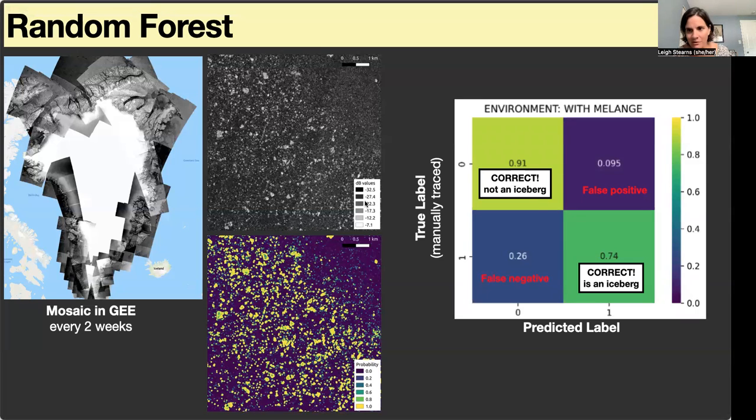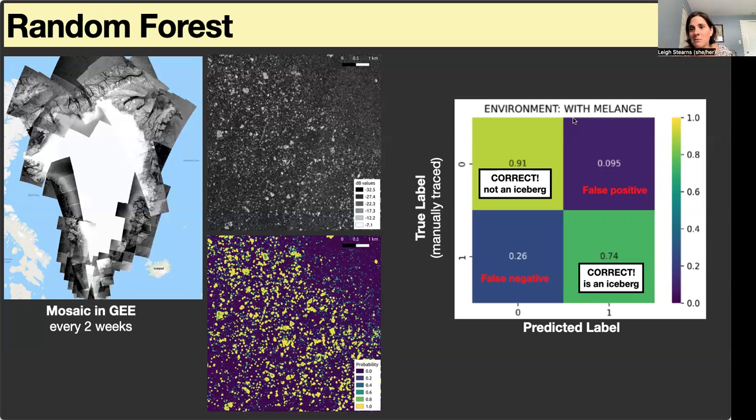With any machine learning algorithm, of course, we have to prove that it's been successful and quantify where it's failing. We're looking at every single background environment: sea ice, open water, waves, melange. When we look at a pixel by pixel comparison from our manually traced icebergs to the ones that our random forest algorithm is finding, we get 91% true negative, so it's not an iceberg and it's classified as not an iceberg, and then about 74% classification for an iceberg.